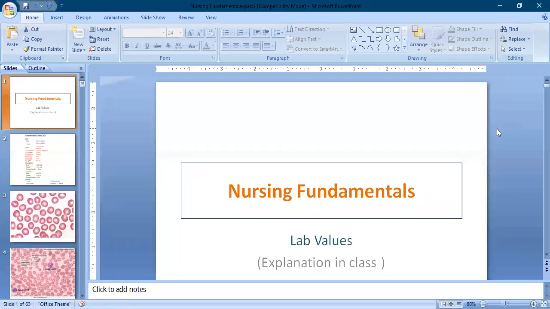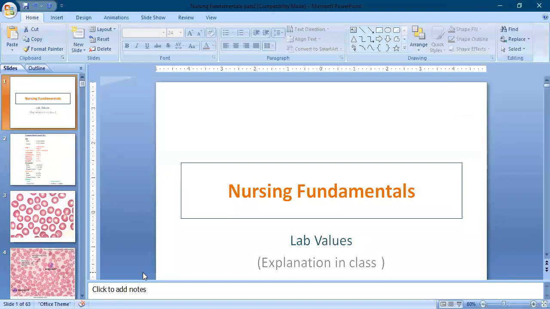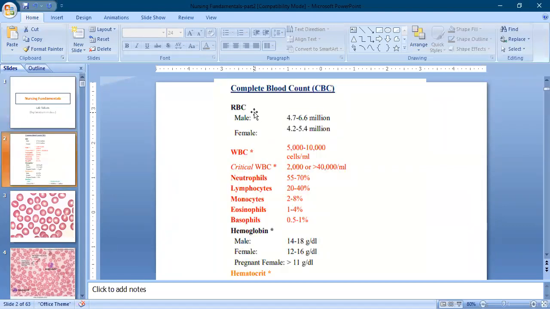This is the chapter Nursing Fundamental: Lab Values or Laboratory References. So the first one we are going to talk about is the complete blood count, or shortly called CBC. C stands for complete, B stands for blood, and C stands for count: complete blood count.